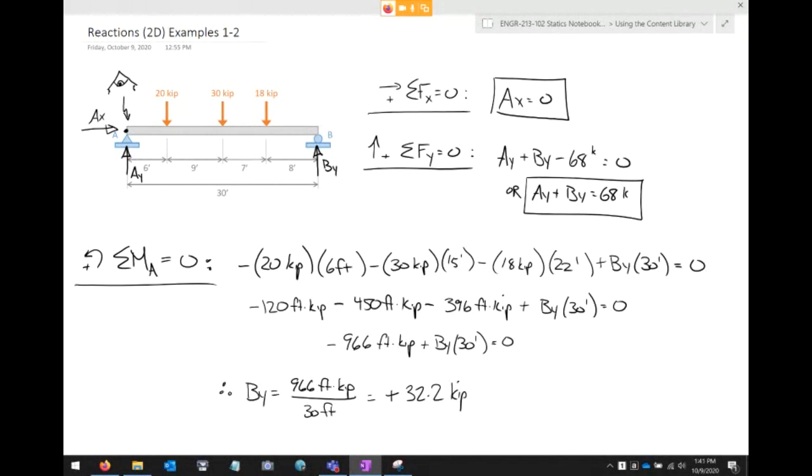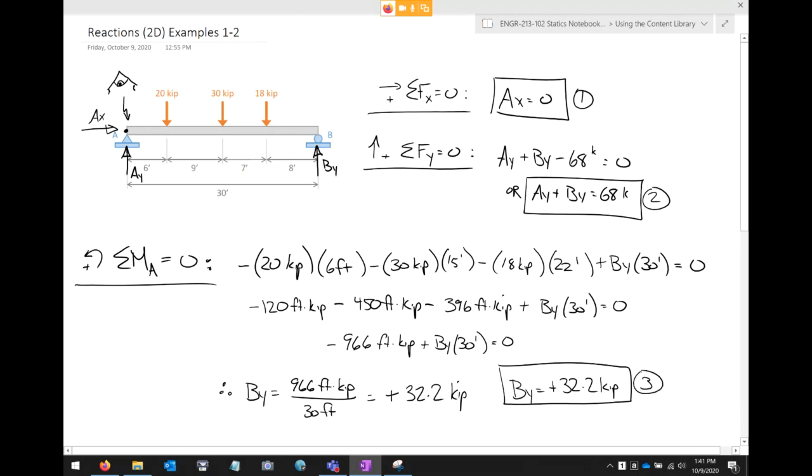Did anybody else get that? Just to make sure I didn't screw anything up. There we go. All right. So this is equation one. This is equation two. BY is positive 32.2 kips. That's equation three. So help me out, because I'll just use the same terminology I did before. How do we solve? So what do we know? We know AX equals zero. We know BY is 32.2. How do we solve for AY? Plug it into equation two.